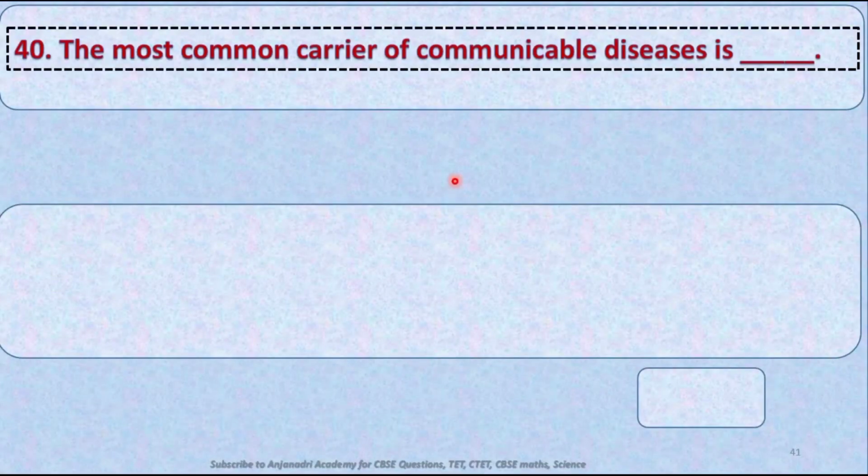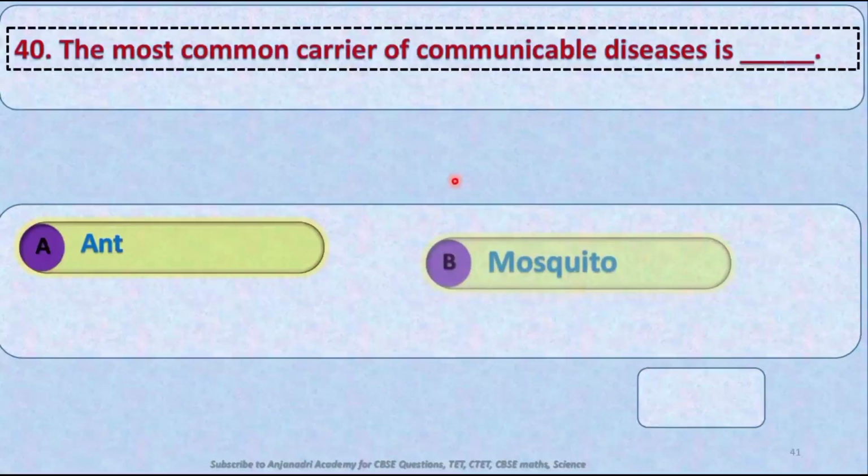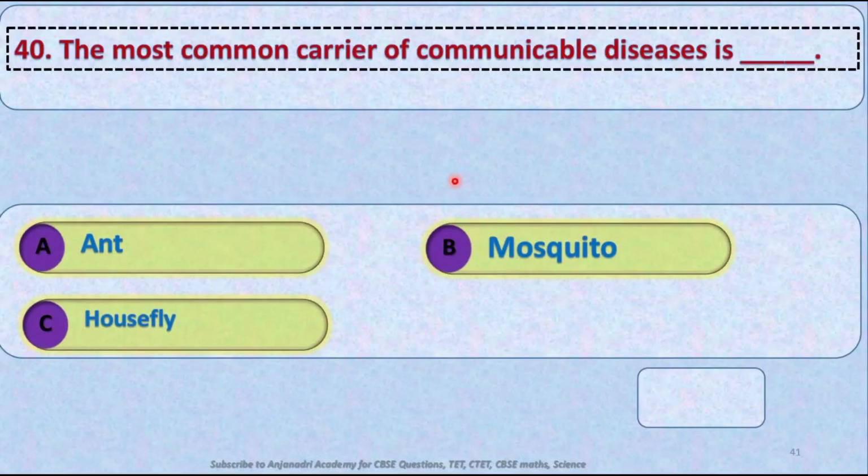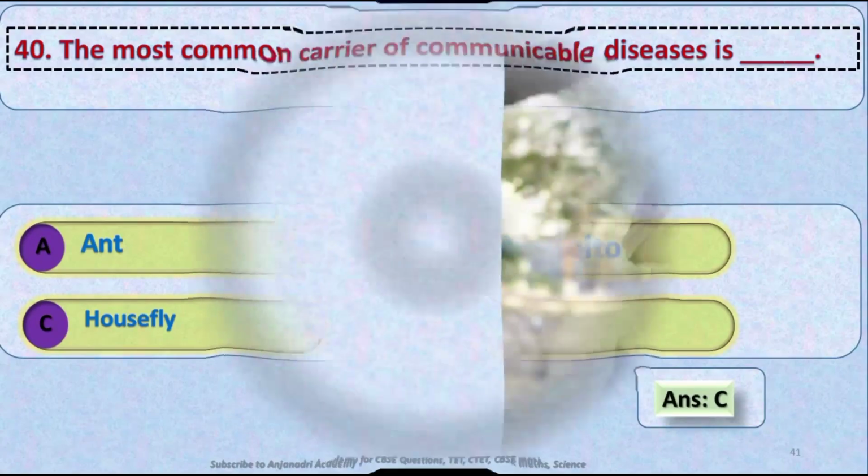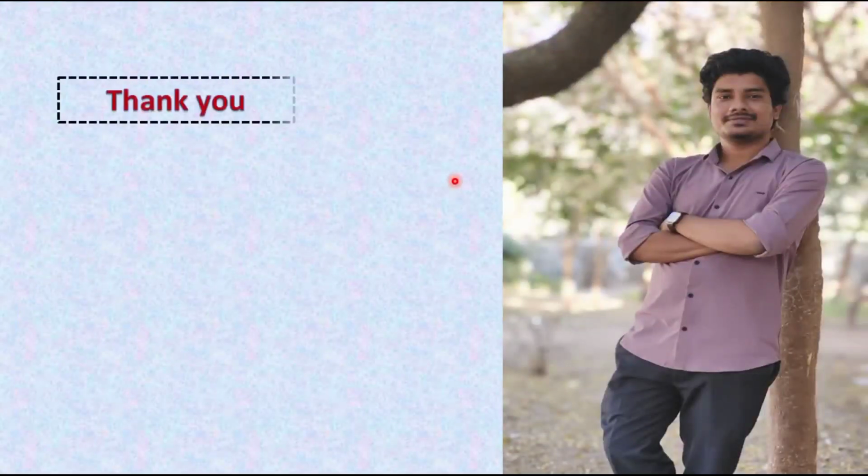The last question. The most common carrier of communicable disease is ant, mosquito, housefly, and rats. The correct answer is option C. Housefly are the most common carriers of communicable diseases. Option C is the correct answer. So by doing this, we did the 40 MCQ questions.